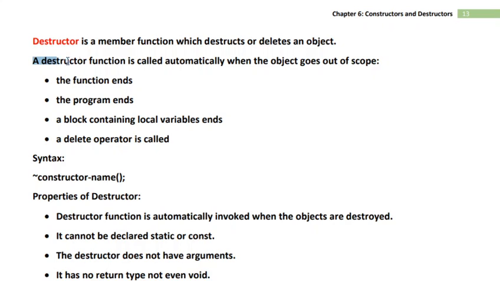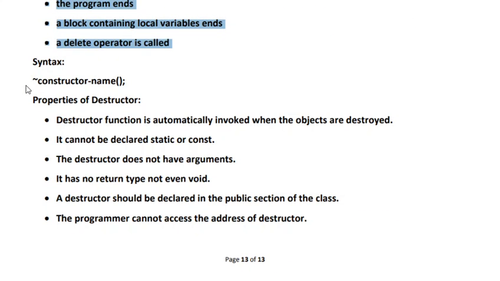A destructor function is called automatically when the object goes out of scope. That means when the function ends, or the program ends, or a block containing a local variable ends, or a delete operator is called. So these are the instances when the destructor function is automatically called. Now the syntax is as simple as this: we have the tilde, then the constructor name. This is how we call the destructor.